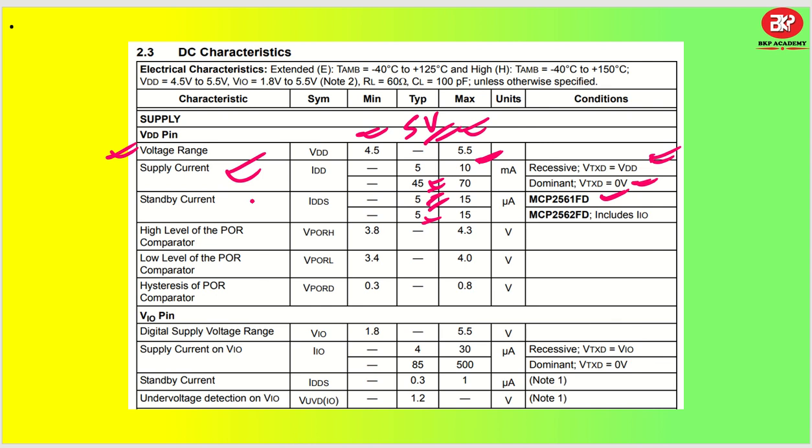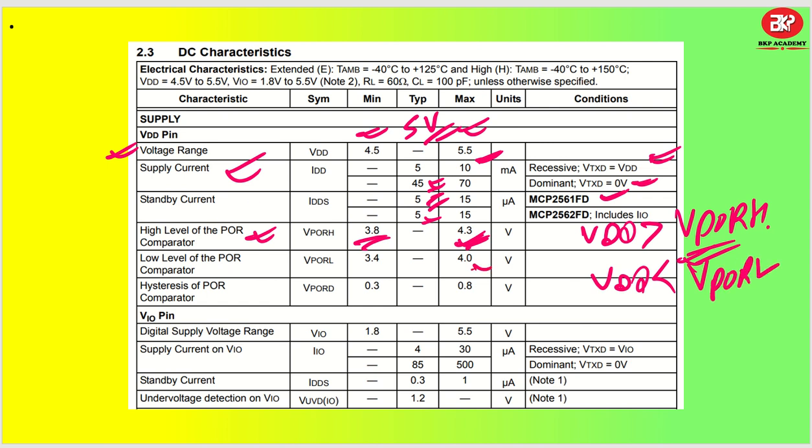We have a high level of power on reset comparator, that is minimum 3.8 volt to maximum 4.3 volt. So your VDD must be greater than the voltage level of power on reset high. Okay, then only the IC will be in working condition. So you have to make sure the voltage level is more than this power on reset high level. Okay, if VDD is less than the power on reset low level, that is 4 volt or 3.4 volt, lower than this, then the IC will be in inactive condition. Okay, and hysteresis is a minimum 0.3 volt to maximum 0.8 volt. Okay, so this is the understanding.